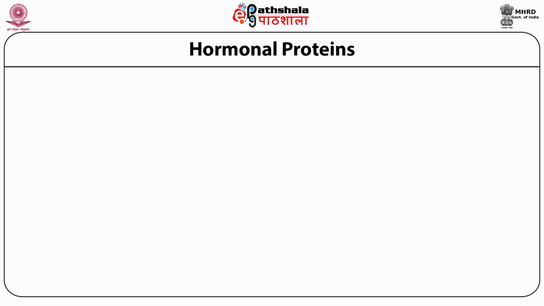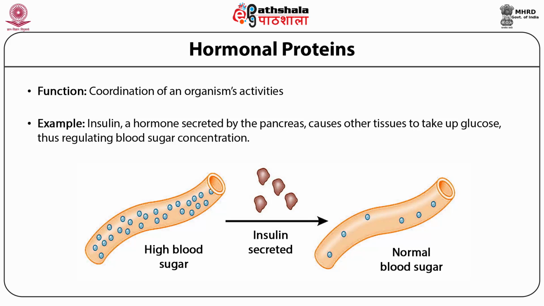Hormonal proteins: their function is coordination of organisms' activities. For example, insulin is a hormone which is also a protein. It is a hormone secreted by the pancreas that causes other tissues to take up glucose, thus regulating blood sugar concentrations. So insulin is responsible for regulating blood glucose levels.